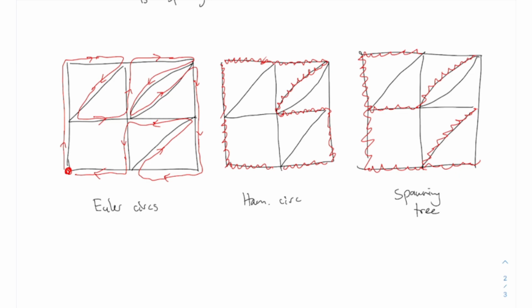If I just give you a random graph, sometimes it can be hard to find a Hamilton circuit. It's basically always easy to find a spanning tree. You just pick whatever edges you like. Just make sure you don't make a loop, and make sure you meet all the vertices. All right.